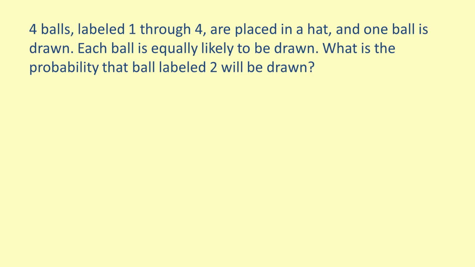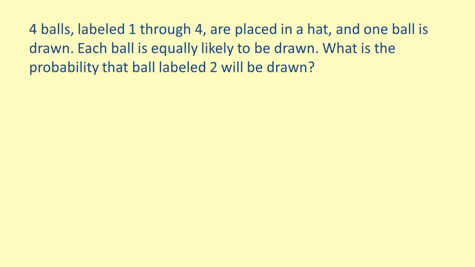Let's go through an example that shows why it makes sense that the probability of a particular outcome is equal to 1 over the total number of possible outcomes. Let's say that 4 balls labeled 1 through 4 are placed in a hat and 1 ball is drawn. Each ball is equally likely to be drawn. What is the probability that the ball labeled 2 will be drawn?